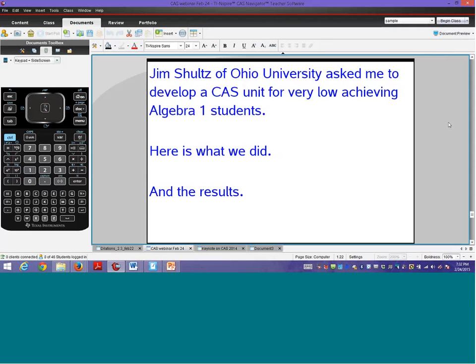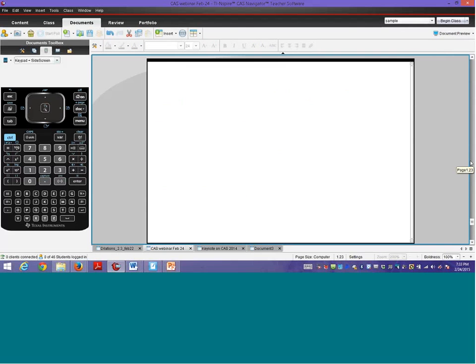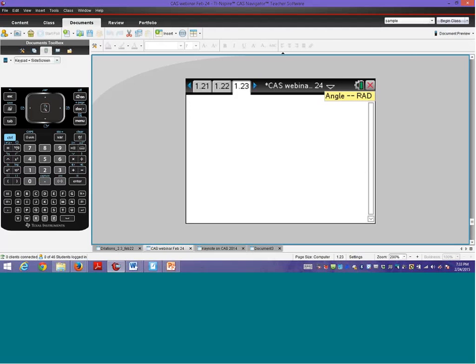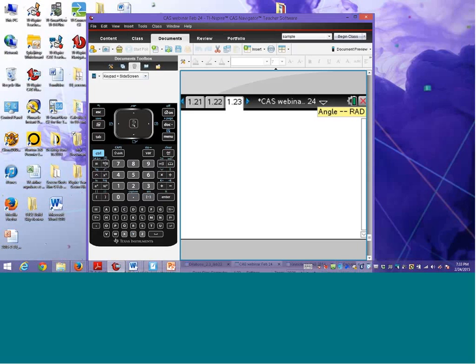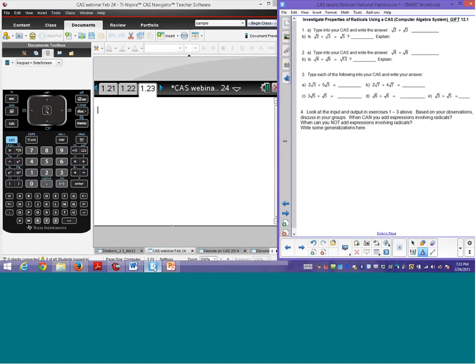And when I say low achieving Algebra 1 students, you might call them basic algebra, you might call them, you know, algebra half or something like that. But these were not the students that, you know, wanted to be there at all. And so I decided to take on simplifying radicals with these very low achieving students. So let me go ahead and bring back the handheld and show you what I did there. I think I have this on here. Yes, here we go.